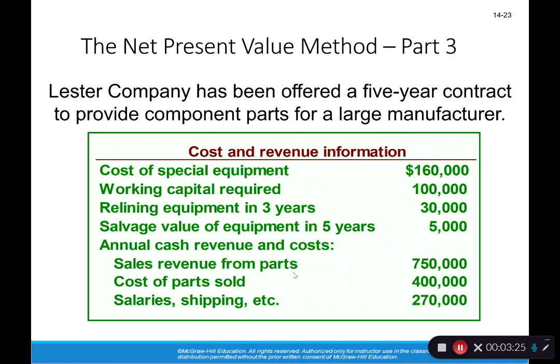So here's an example. Lester Company has been offered a 5-year contract to provide component parts for a large manufacturer. We've got the cost of the equipment, the working capital, the relining of equipment in 3 years, that's like some maintenance, and then the salvage value at the end of 5 years. Then it tells us the annual cash revenues and costs are revenue of $750, cost of $400, and additional salaries, shipping, etc., cost of $270.